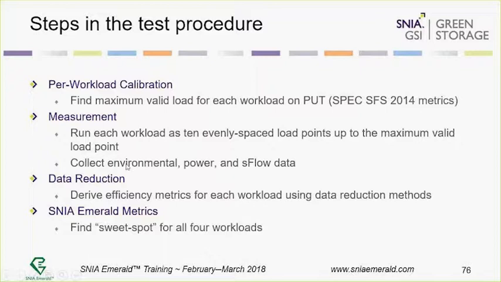All right, so we're running all that, we're collecting all our data, and when it's done, the goal here is to get megabytes per second per watt, and we need to derive those efficiency metrics. And then we need to figure out the sweet spots for each of the 4 workloads. So where are you drawing the least amount of power for the most amount of ops for each of the 4 workloads?